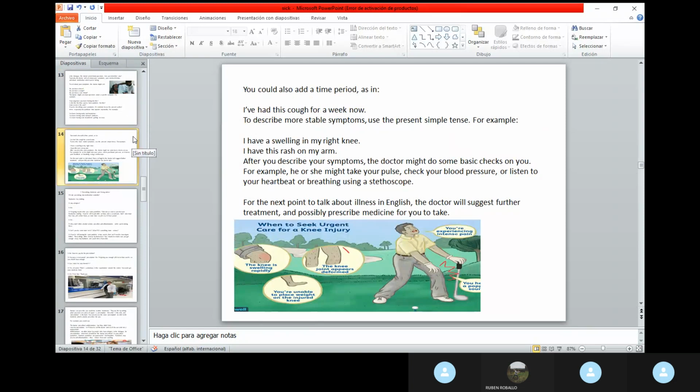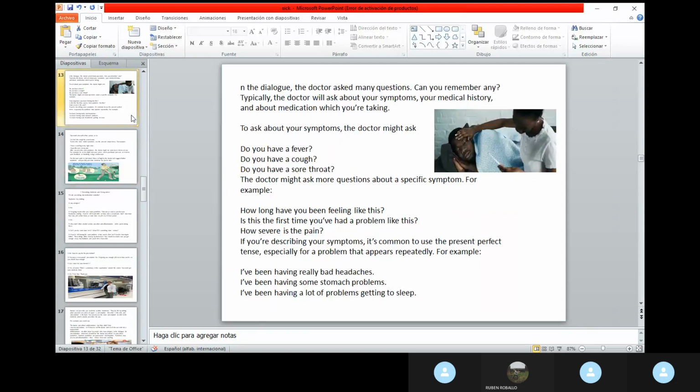Okay, for that reason it is very important to review the grammar rules. When you speak in English, it's clearer and more natural if you explain with more details.